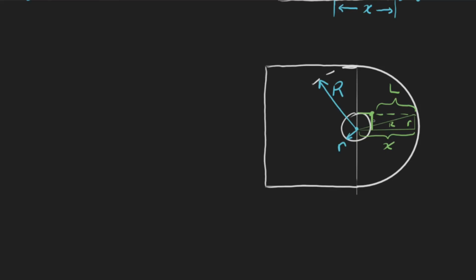So we can see right here that our x is going to be equal to, by the Pythagorean theorem, the square root of our big radius squared minus our little radius squared. Basically, the big radius is going to be the hypotenuse right here, and then the little radius is one of the adjacent sides.